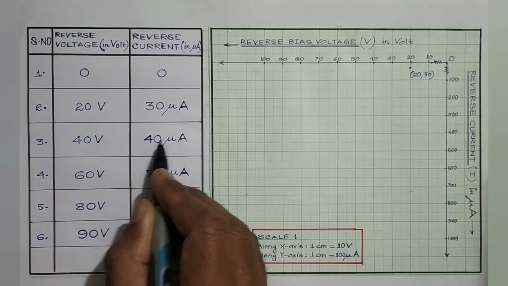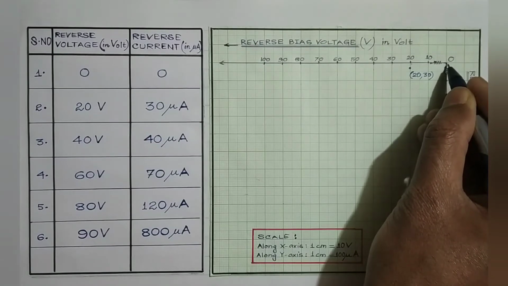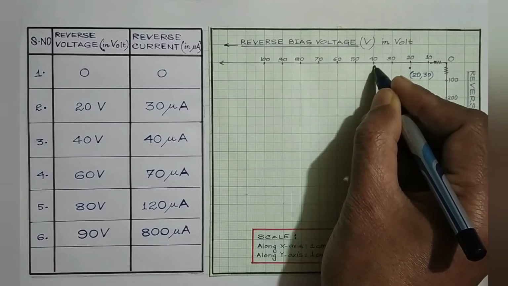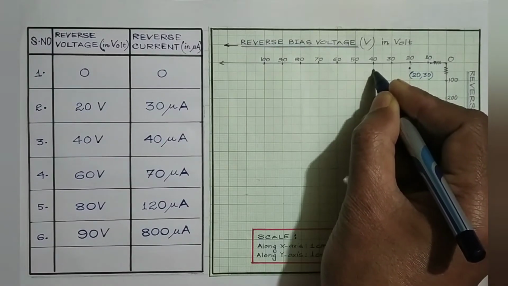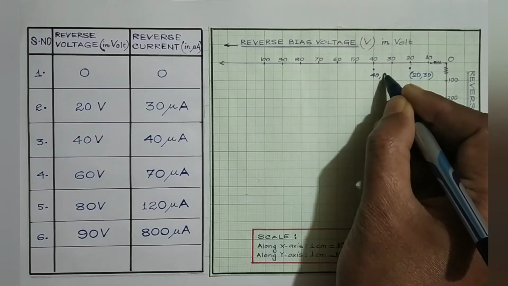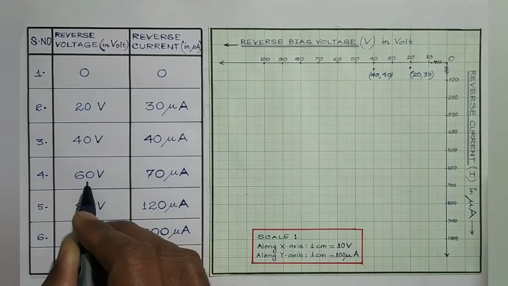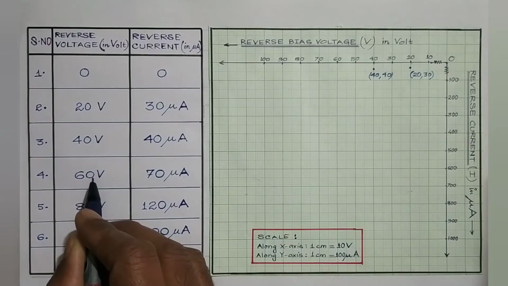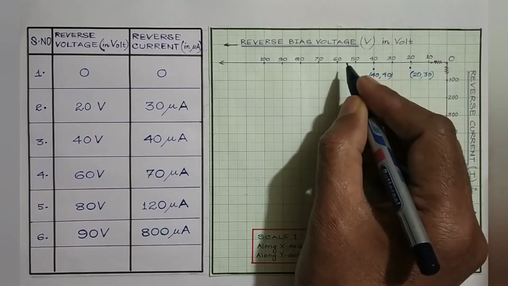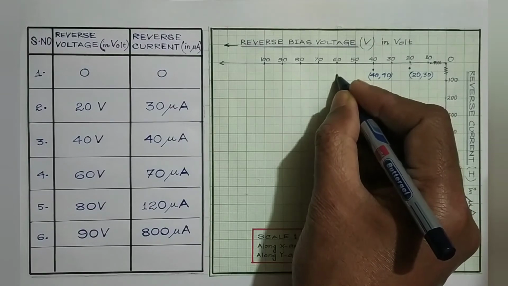Okay, next one is 40 volt and 40 microampere. This is 40. So each small scale division is 10 microampere. So 10, 20, 30 and 40. This is the point. So this point would be 40 volt and the current is 40 microampere. The fourth observation is 60 volt and 70 microampere. Somewhere over here, this is the point.